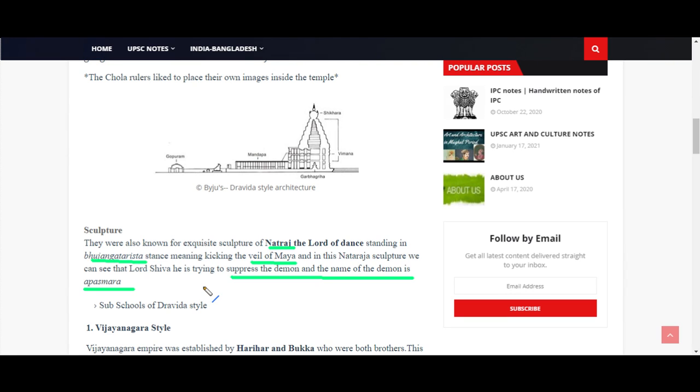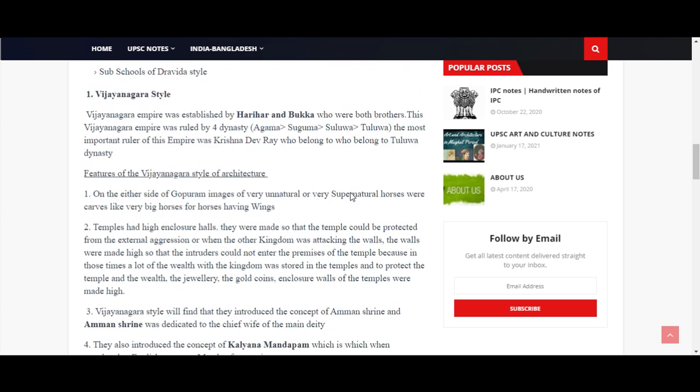This is also important because UPSC has already asked a question regarding this, so keep this in mind. Now we move ahead to the various sub-schools which were present in the Dravid style of architecture.